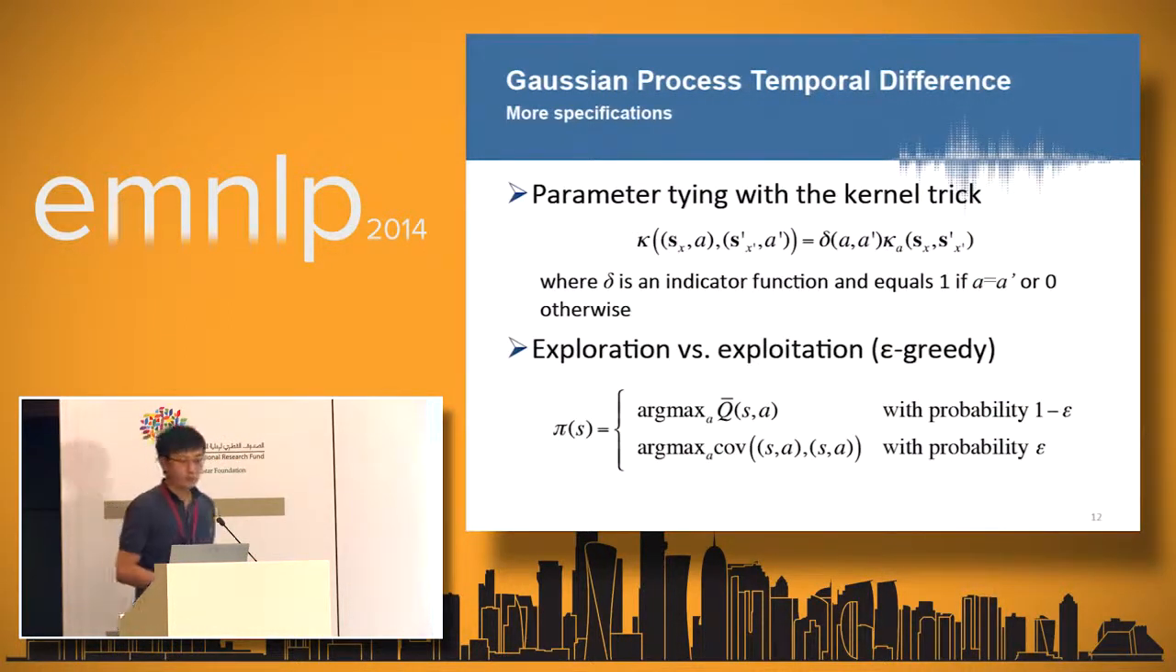All right. And during the training, we also want some exploration and exploitation trade-off. So we do an epsilon greedy method. With probability 1 minus epsilon, we're going to select the action corresponding to the maximum mean, which is the action we think is best. And with probability epsilon, we're going to choose the action corresponding to the maximum covariance, which means the action we are most uncertain about. So it gives the algorithm some ability to explore.